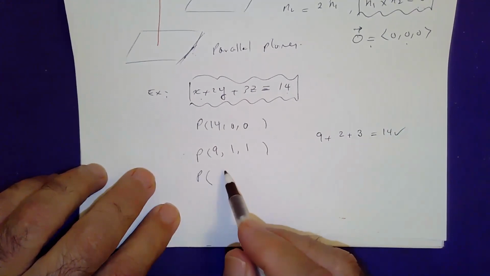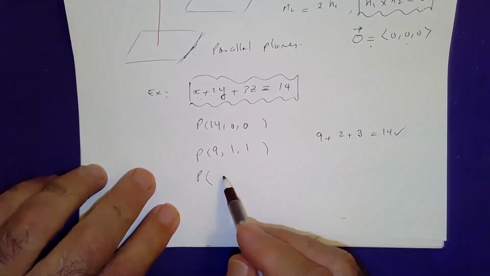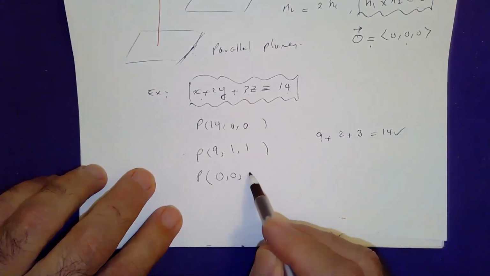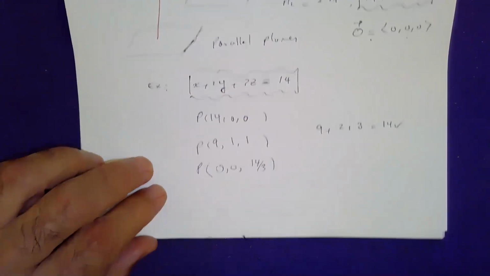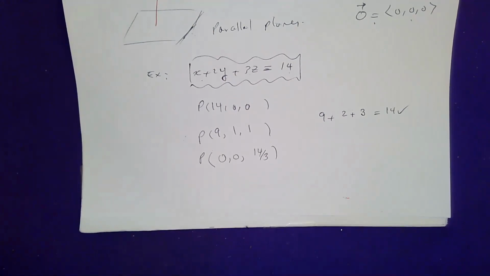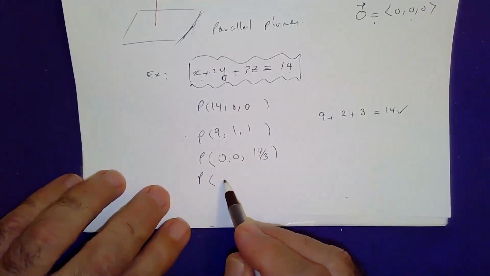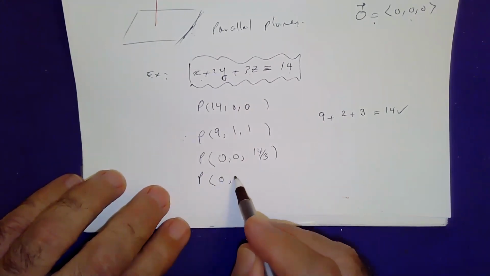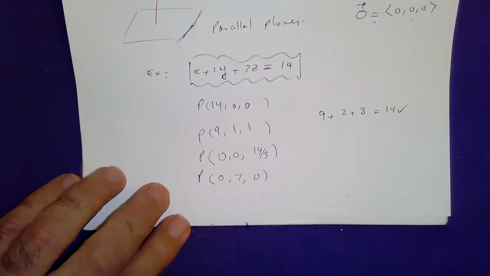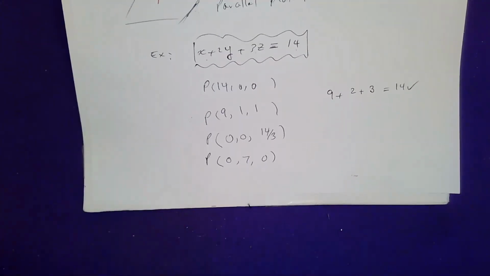Can I give you guys one? Here's mine, which is, wait for it, 14 over 3. How's that? Will that do it? Yes. You want one more? How about, let's say, 0, 7, 0? There you go. That's how you pick a point on a plane.